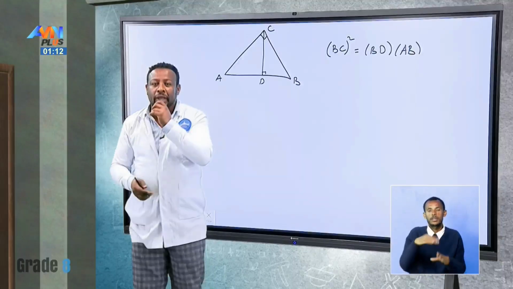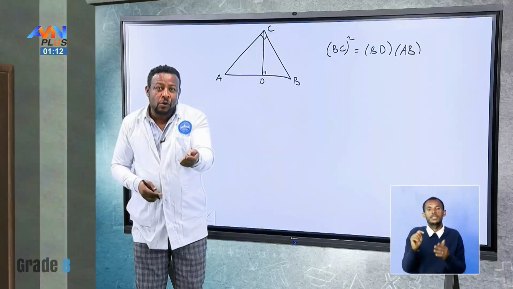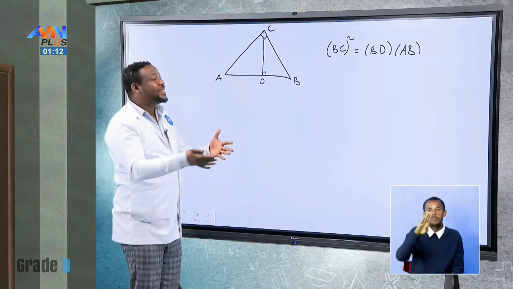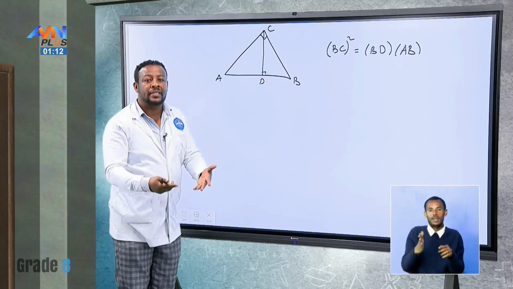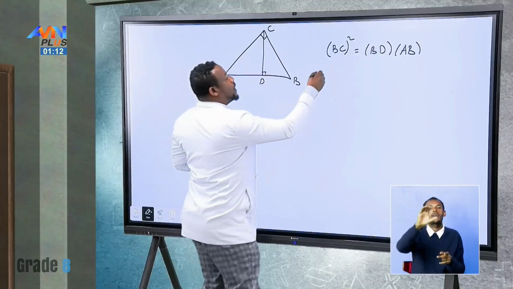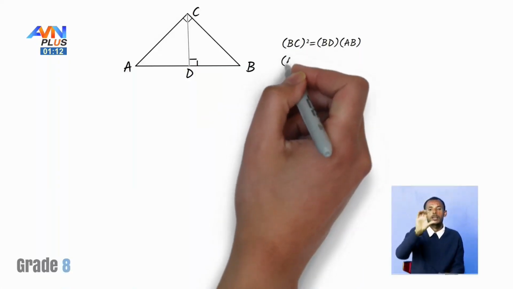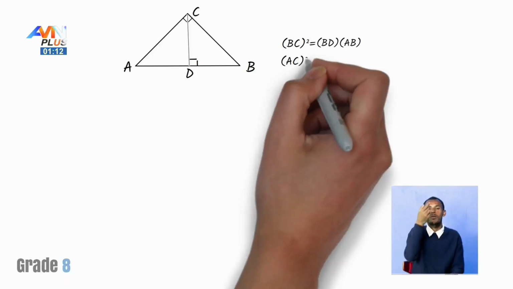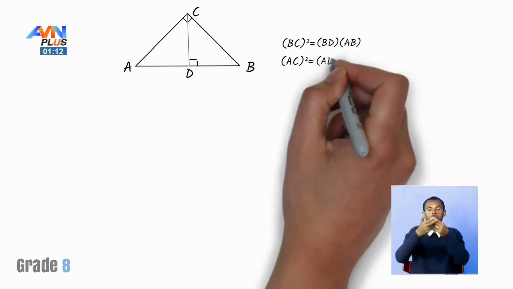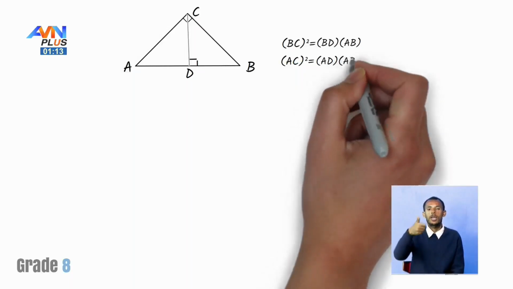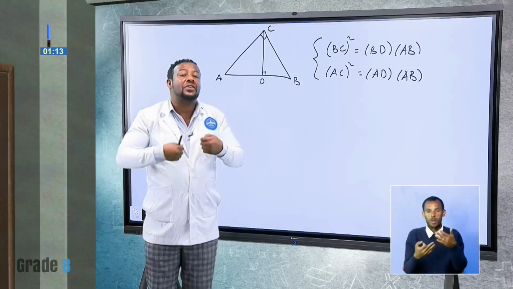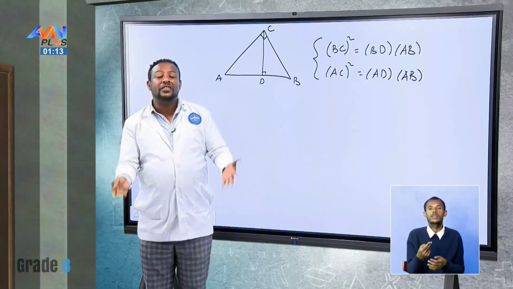Okay, this is one of the formulas that we derived in the altitude theorem, right? The second formula is we have another leg, okay? AC and BC are legs, and the longest side AB is the hypotenuse. Okay, the square of AC is equal to the product of the adjacent side AD times the hypotenuse AB. Okay, these two are the formulas that we derived in Euclid's theorem, right?